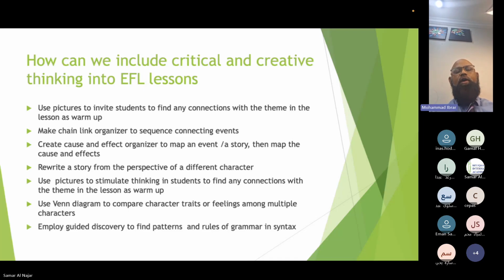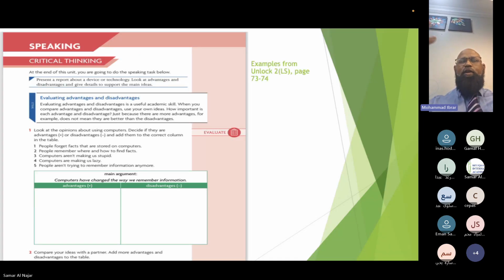Guided discovery to find patterns and rules of grammar and syntax. We can use the guided discovery approach for teaching grammar. For example, if you have to teach present perfect to a student, it's a good idea to expose the students to a short paragraph with lots of sentences related to present perfect. Use the same paragraph with guided questions to help the students notice what kind of tense you find here. Do they use has or have?